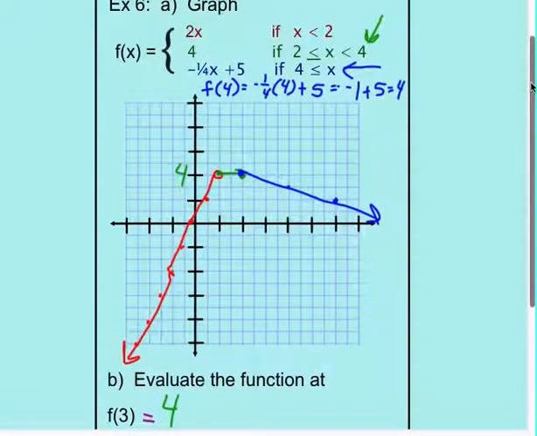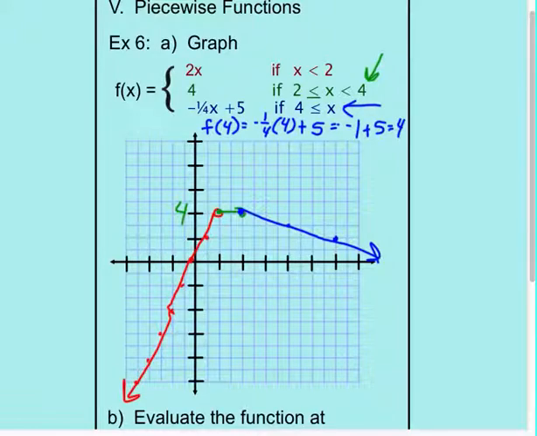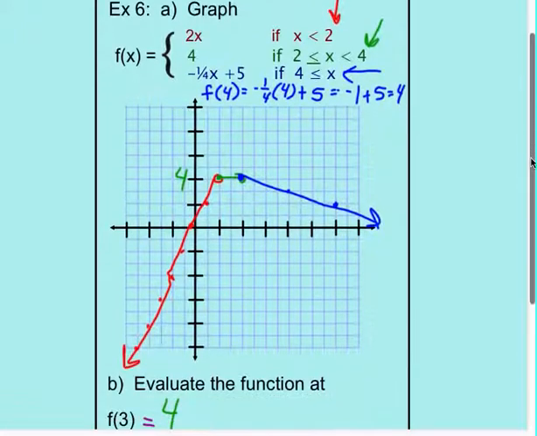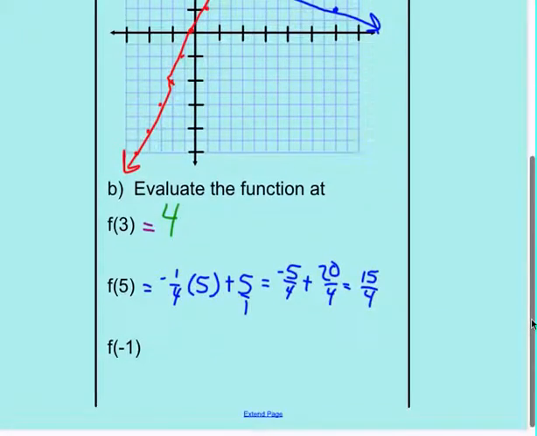And finally, f of negative 1. So looking back at my piecewise function, negative 1 is less than 2. So I will use the 2x part of my function. So 2 times negative 1 gives me negative 2.